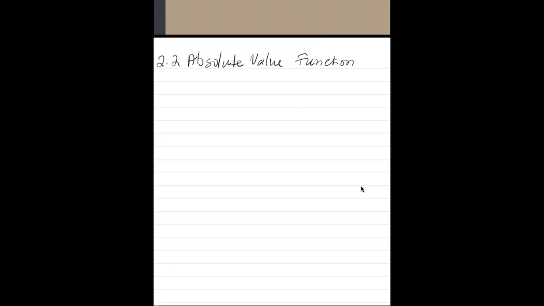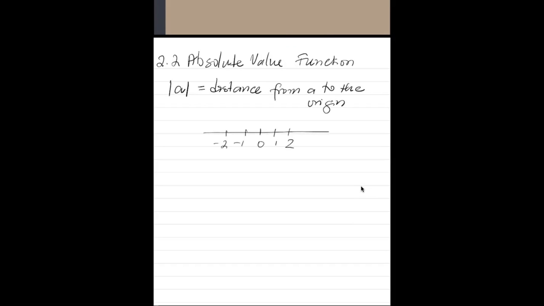2.2, absolute value function. Let's start with the definition. Absolute value of a number a is equal to the distance from a to the origin on the number line. So here's the number line, 0, 1, 2, -1, -2, -3, and so on. So absolute value of -2 is the distance from -2 to 0, which is 2. And also absolute value of 3 is 3, because that's the distance from 3 to the origin.